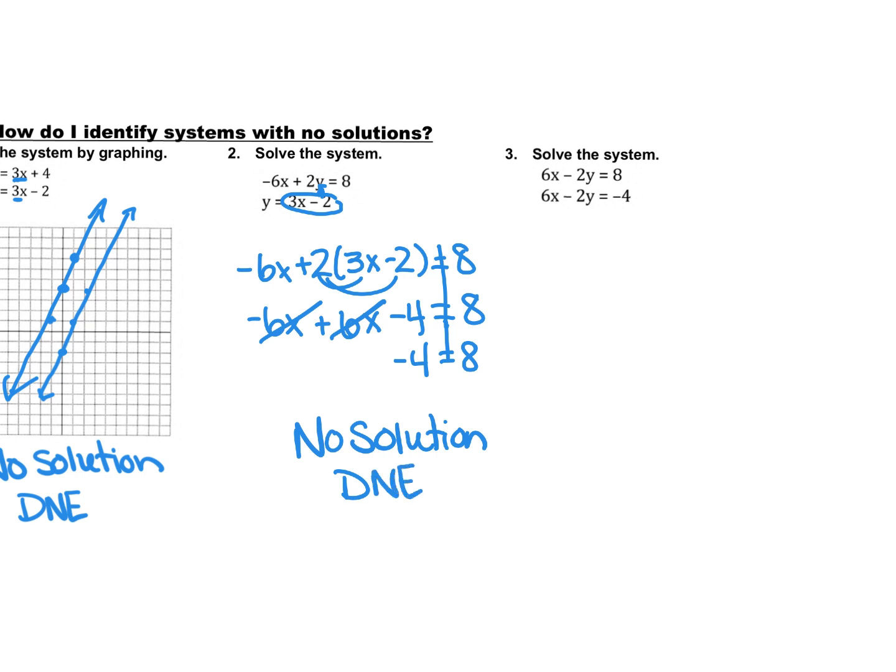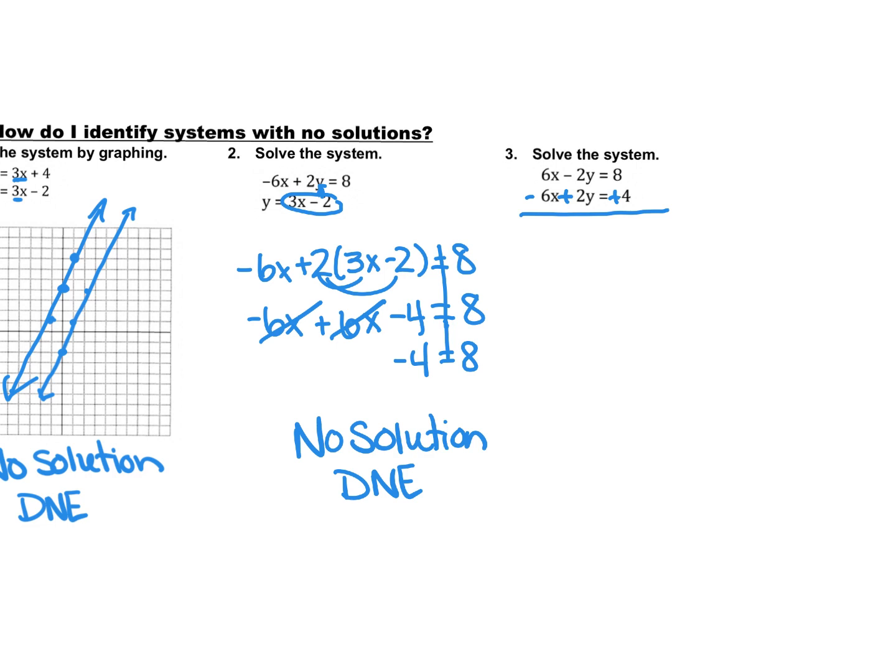All right, so question number 3, let's solve this one by using elimination. I have 6x minus 2y is equal to 8, and I have 6x minus 2y is equal to negative 4. In order to get something to eliminate, I'm going to take the opposite of everything on the bottom. So I have a positive 6 and a negative 6. If I take the opposite of positive, I have negative. The opposite of negative, I have positive. And then the opposite of negative, I have positive again.